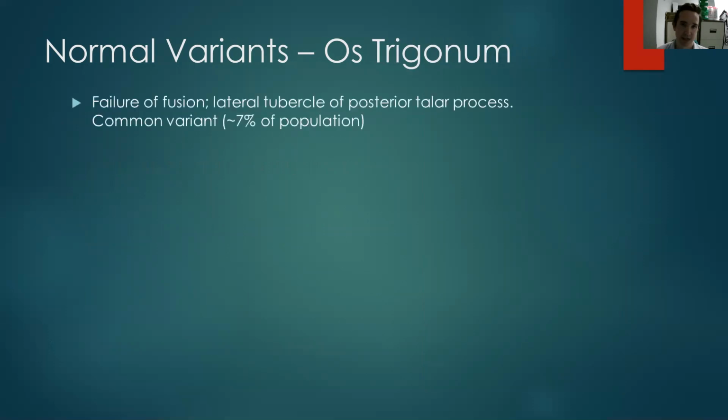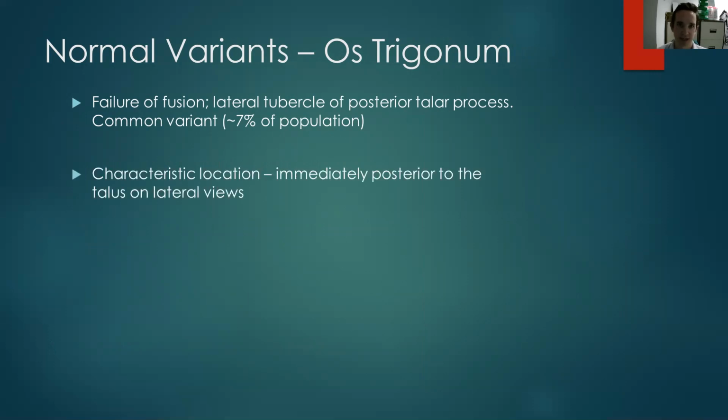Last but certainly not least, and the most commonly seen, is the os trigonum. Again, it's a failure of fusion. It's from the posterior talus. It's quite common. I think I see them daily whilst I'm reporting, certainly several a week. The thing to remember with this one is it has a characteristic location, always immediately behind the talus on your lateral radiograph.